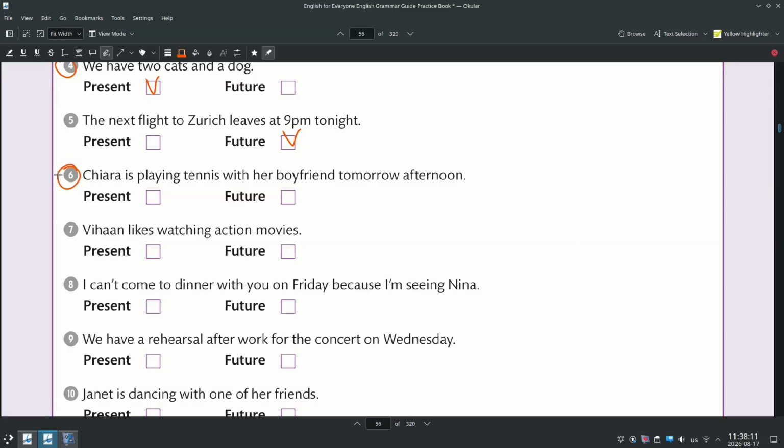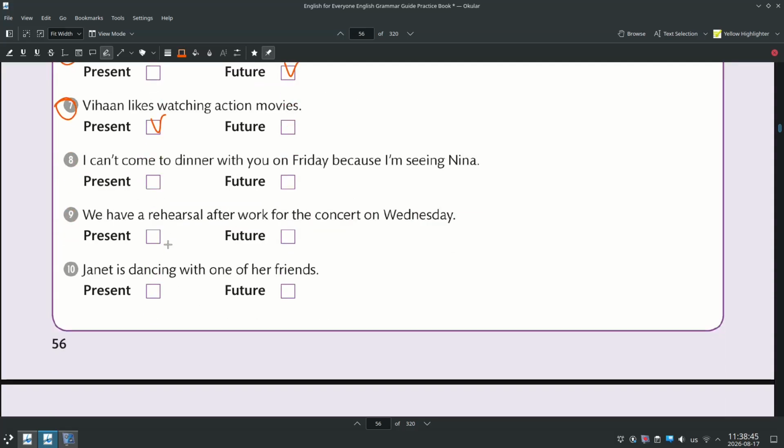Number 6. Kiara is playing tennis with her boyfriend tomorrow afternoon. Of course, future. Number 7. Vihan likes watching action movies. Present. Number 8. I can't come to dinner with you on Friday because I'm seeing Nina. That is about a prearranged action. That's why that is about future.